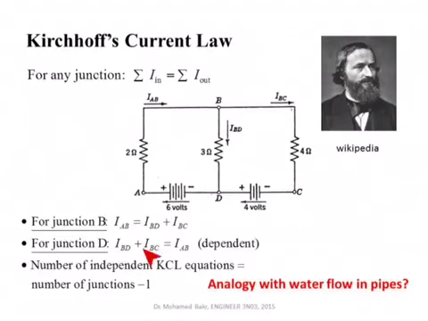But this second equation, which is written at junction D, is really identical to the one written at junction B. And in general, if we have n junctions, then the number of independent equations is the number of junctions minus 1. Here in this case, we have only two junctions, junction B and junction D. And as a result, there is only one independent equation that can be written using Kirchhoff's current law.